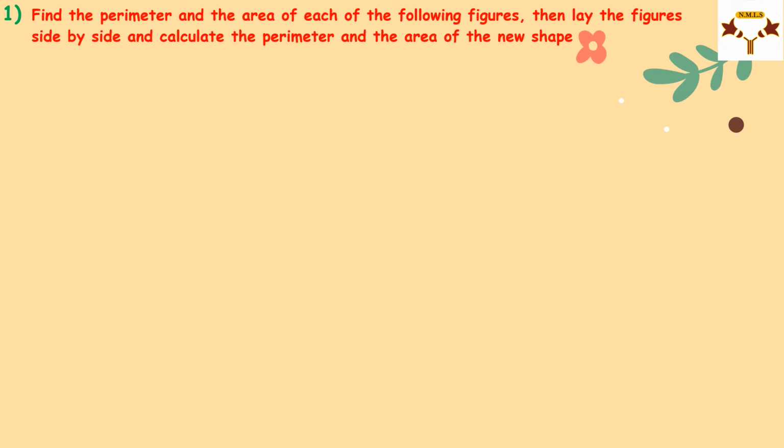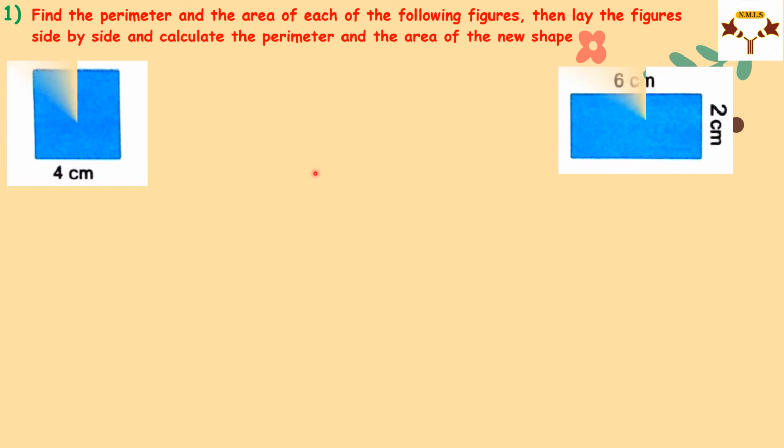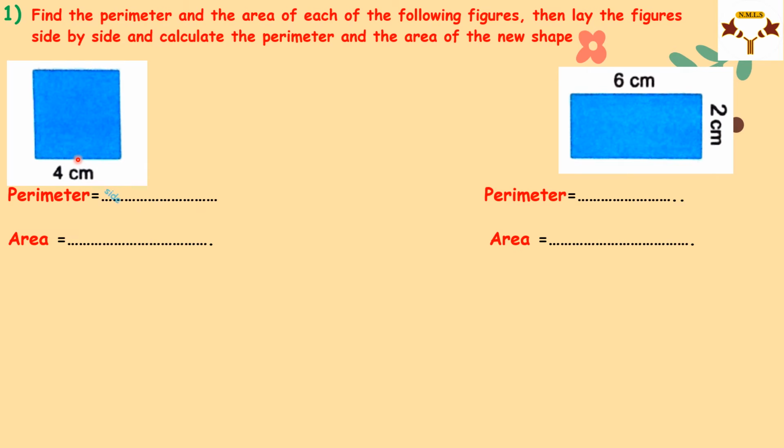Here, we get the perimeter and area of each of the following figures, then lay the figures side by side and calculate the perimeter and area of the new shape. So here I have a square. So the side length is 4. So the perimeter will be side times 4. So 4 times 4 equals 16. And here the area will be side times side. So 4 times 4 equals also 16 square centimeters.